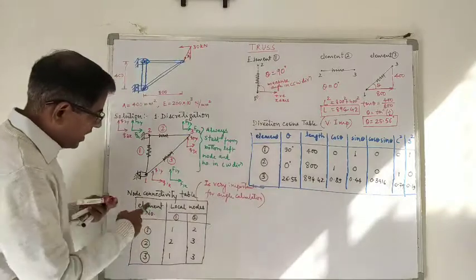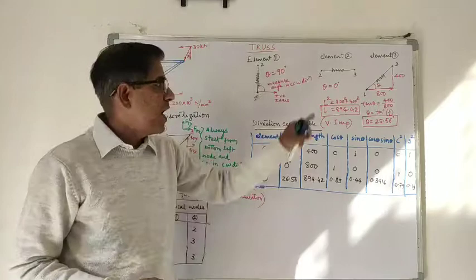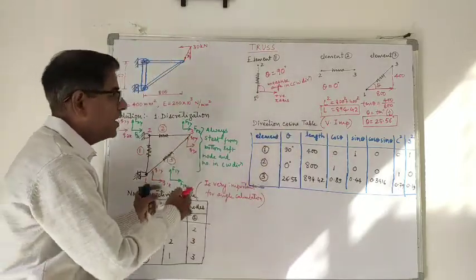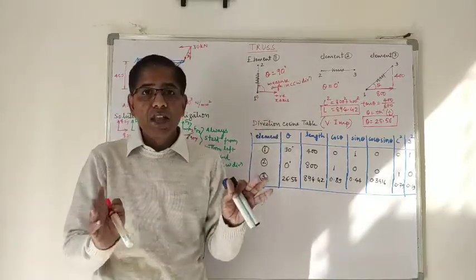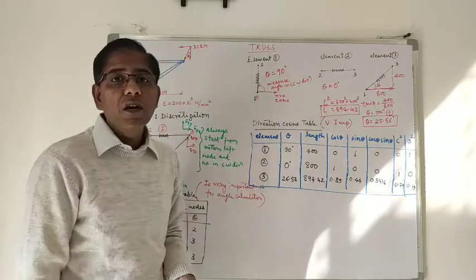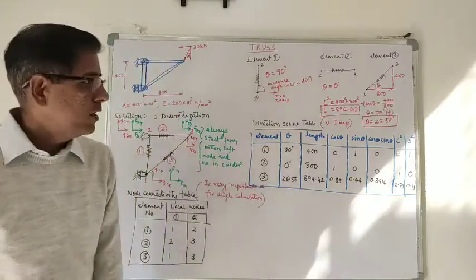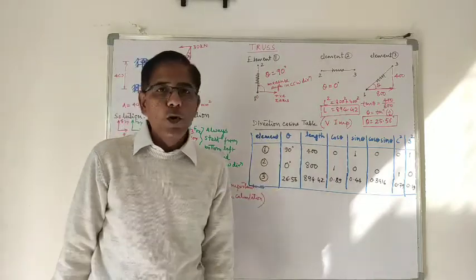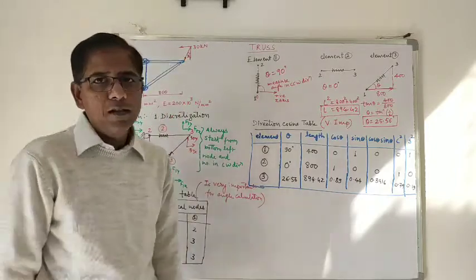And this element connectivity table is very important for calculating the angles. If your angles are correct, then your direction cosine table is correct. That means the element connectivity table or node connectivity table and the direction cosine table are very, very important contributors to the correct solution of this truss problem. Okay. So once you are ready with the direction cosine table, now we can formulate the element stiffness matrix for elements 1, 2 and 3.